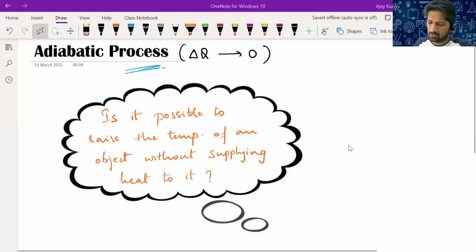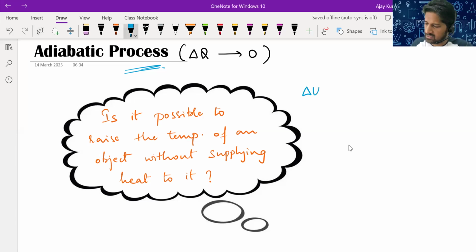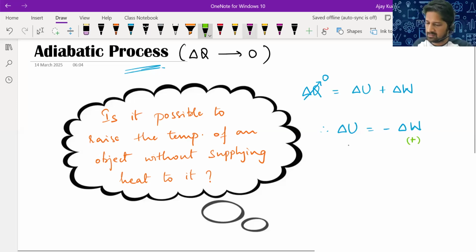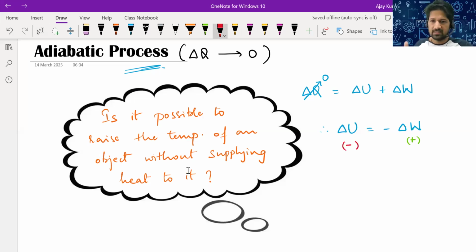We know from the first law of thermodynamics that delta Q, the heat supplied to a system, is equal to the change in its internal energy plus the work done by the gas. Now, if this term is zero, then automatically the other two terms will be negatives of each other. That means change in internal energy will be negative of work done by the gas. So if the gas is actually doing some work, if this term is positive, change in internal energy will be negative. What does change in a quantity being negative mean? That quantity is decreasing. So if work is being done, the gas loses internal energy. Internal energy gets converted to work.